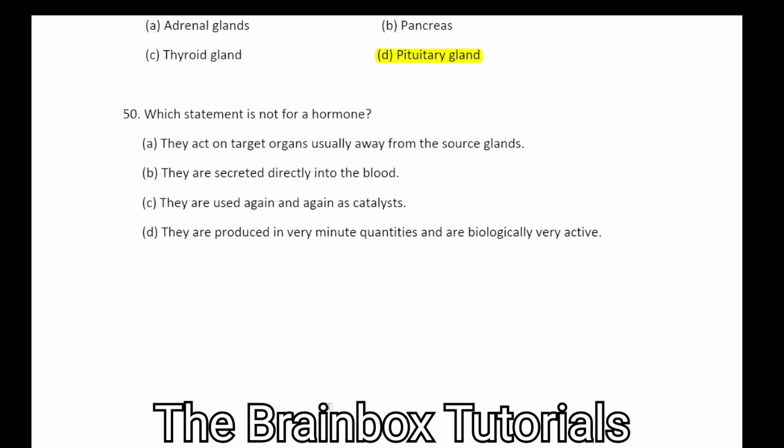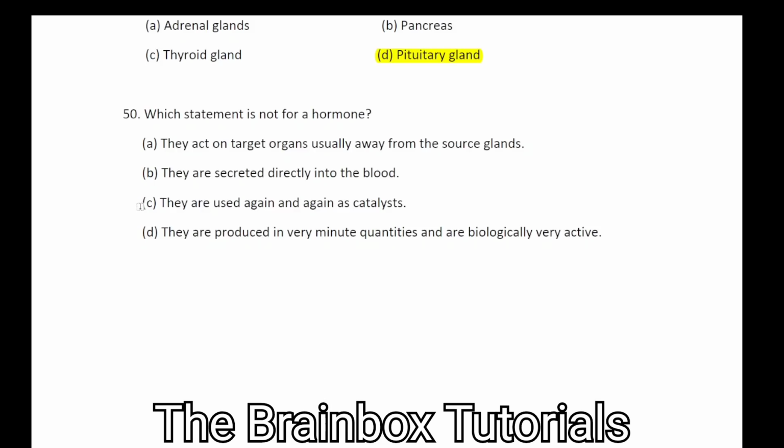Okay, number 50, which is last one. Which statement is not for a hormone? Option A, they act on target organs usually away from the source glands. Option B, they are secreted directly into the blood. Option C, they are used again and again as catalysts. And option D, they are produced in very minute quantities and are biologically very active.